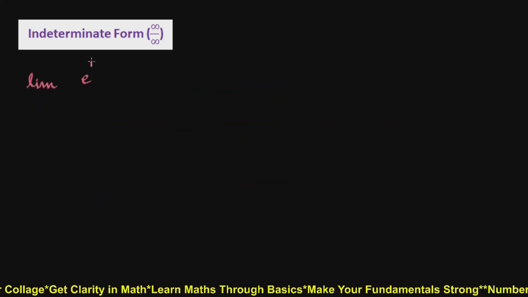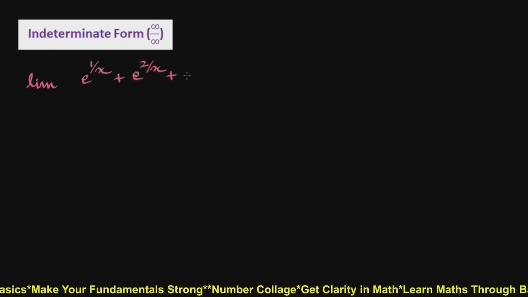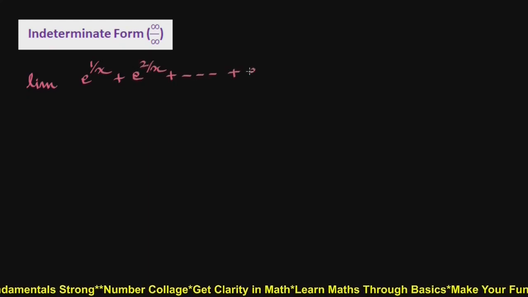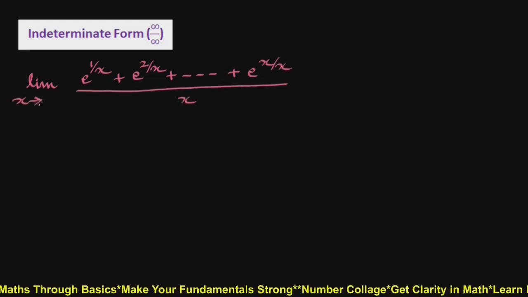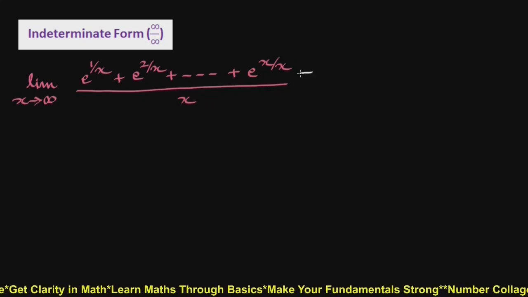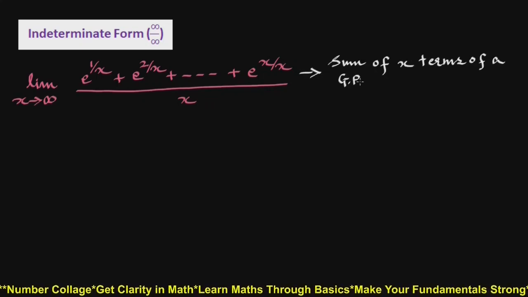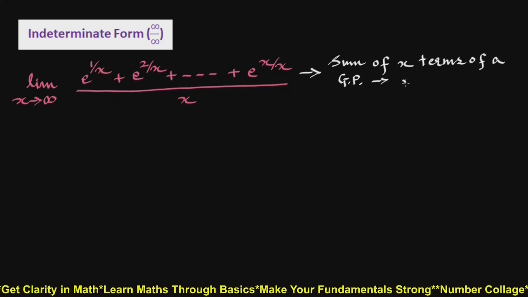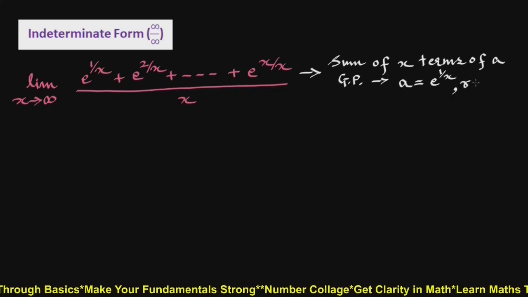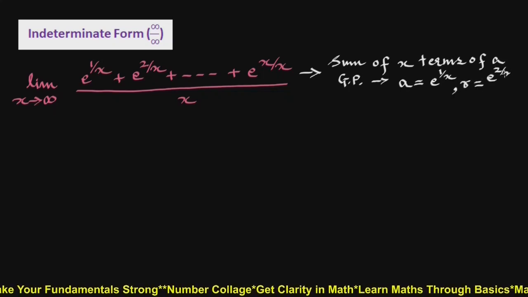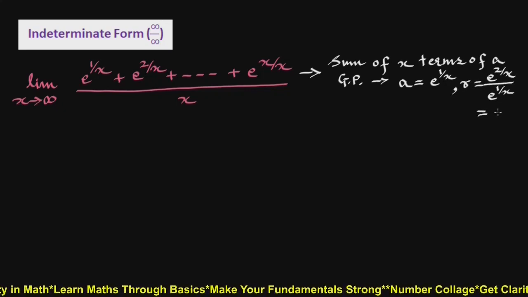Evaluate the limit of e raised to 1 upon x plus e raised to 2 upon x plus so on and so forth plus e raised to x upon x, as x tends to infinity. The numerator is the sum of x terms of a GP (geometric progression) where the first term a is e raised to 1 upon x and the common ratio r is e raised to 2 upon x upon e raised to 1 upon x, which is e raised to 1 upon x.